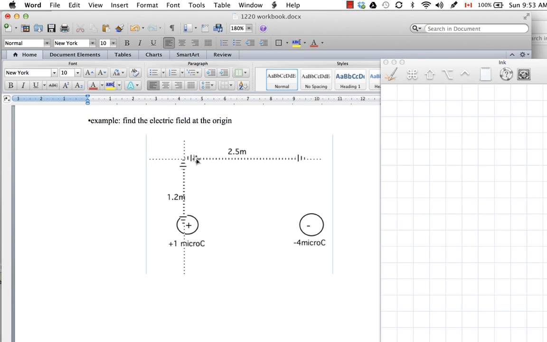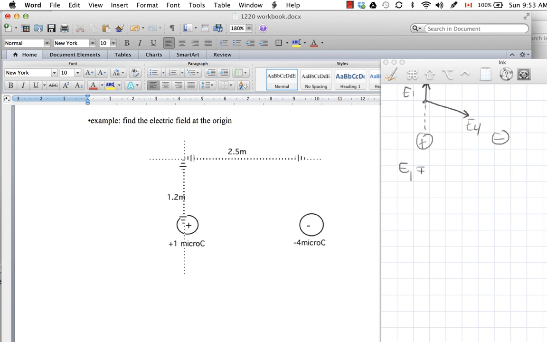Okay, so hopefully you started by drawing an electric field diagram, because we've got a positive charge and a negative charge. Our field point is up here. So the field is going to be away from this positive charge. Let's call that E1, for the field of the 1. And then it'll be toward this negative charge. Let's call that E4. Now we need to compute those two fields.